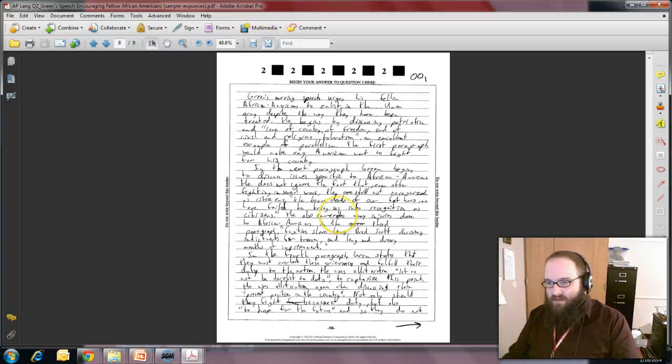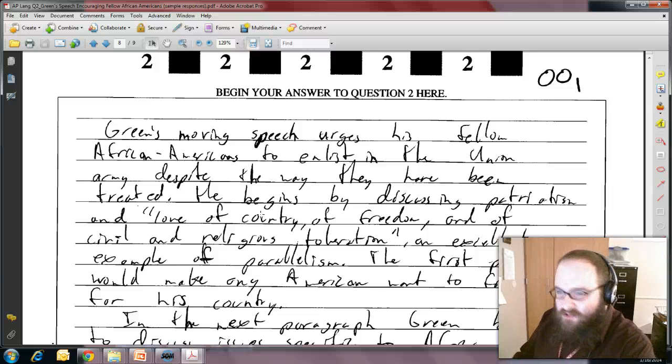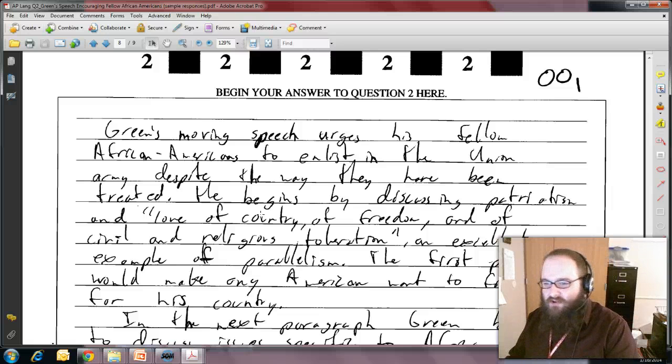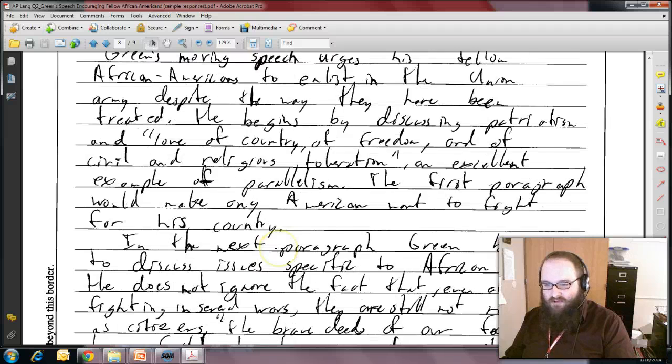Let's take a look at O here. Essay O, when I zoom in here, is the essay that begins, "Green's moving speech urges his fellow African Americans to enlist in the Union Army despite the way they have been treated." Right away, I know that this student is going to be less than adequate, or maybe they'll work their way into a 6. And I know this because they're just launching me right into the essay. This particular student doesn't understand how to craft an intro paragraph, so we're probably looking to start at a 6 and working down. He begins by discussing patriotism and love of country and freedom. It's like the student didn't even have an intro paragraph.